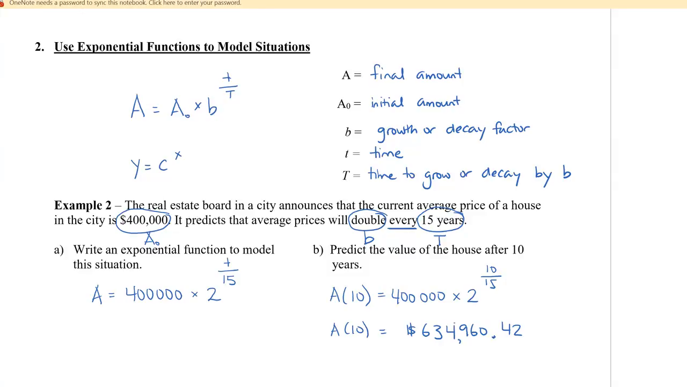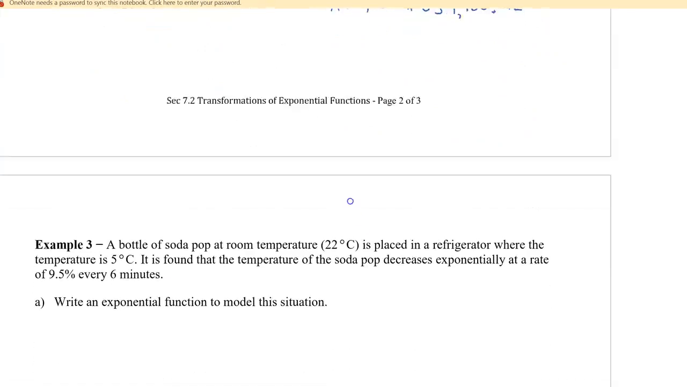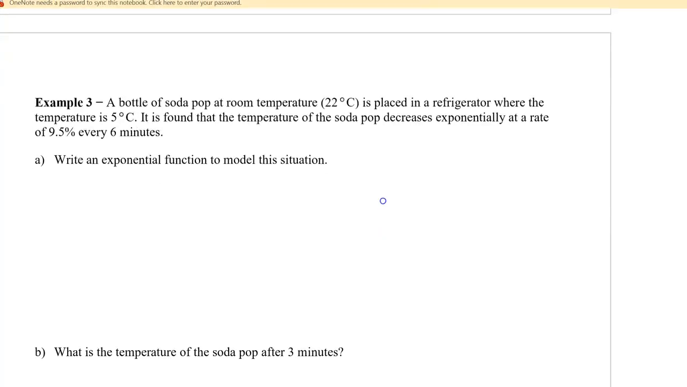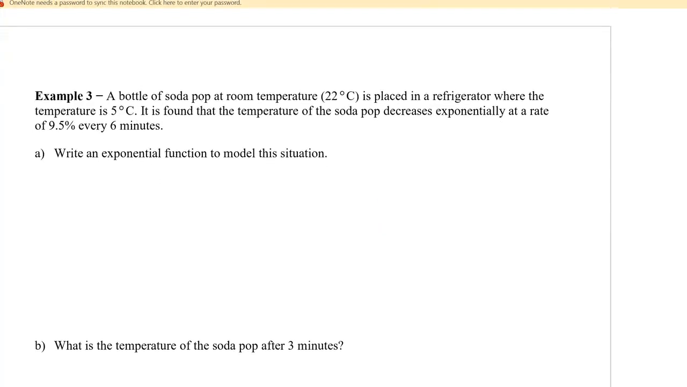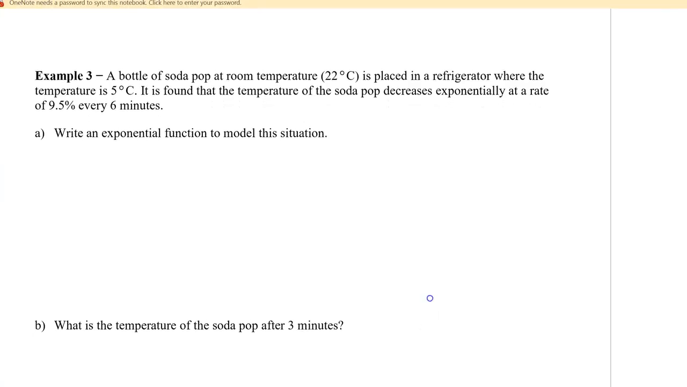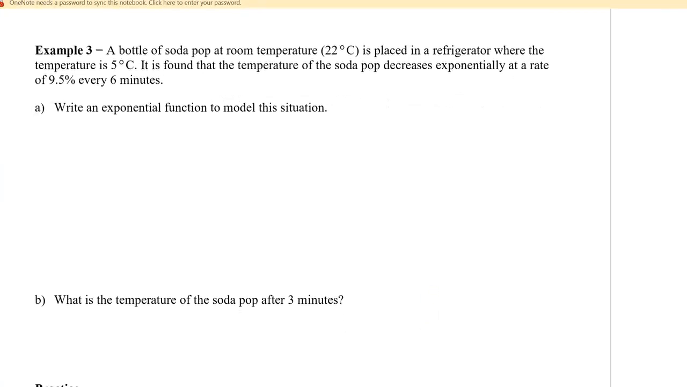All right, let me show you another type of question. And this is the one with temperature. So these ones actually are a little bit special. So let me read the problem to you here. A bottle of soda pop at room temperature is 22 degrees Celsius and is placed in a refrigerator where the temperature is 5 degrees. Okay, so the pop is 22 degrees and the fridge, the surrounding temperature, is 5 degrees. It is found that the temperature of the soda pop decreases exponentially at a rate of 9.5% every 6 minutes.